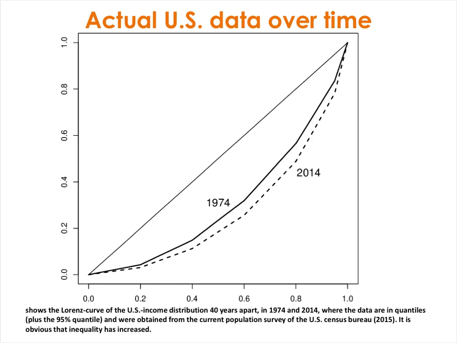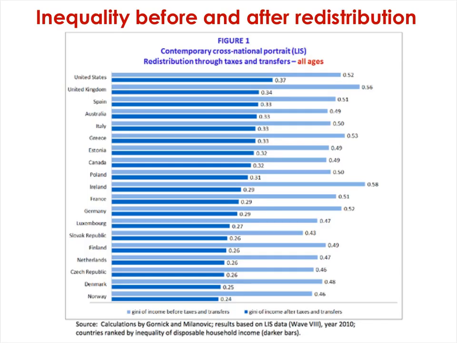So you might be wondering what some actual data are. Here's the US, 1974, and in 2014. So our Lorenz curve is getting further away from the line of perfect equality. And can you guess what our Gini coefficient is doing? That's right, it is rising. And here's some more data.